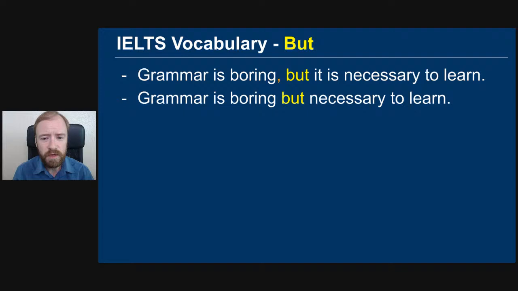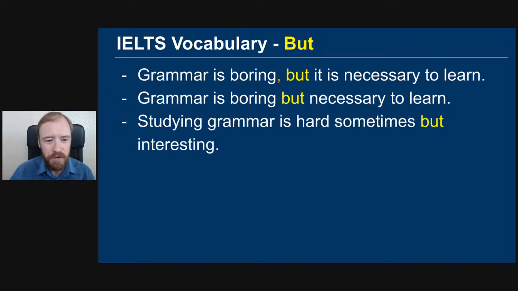Now, if we say grammar is boring but necessary to learn, grammar is boring works, but necessary to learn has no subject. Grammar is the subject in the first part, but in the second part there's no subject. If there's no subject, there's no comma. I can't spend too much time teaching when to use a comma, but hopefully this helps. Studying grammar is hard sometimes but interesting. Interesting is not a sentence, so we would just use but without a comma.